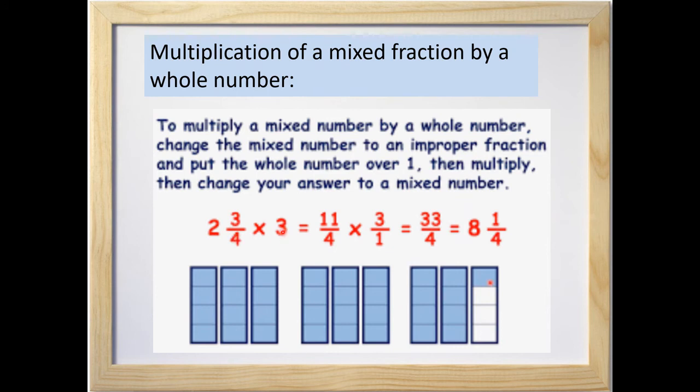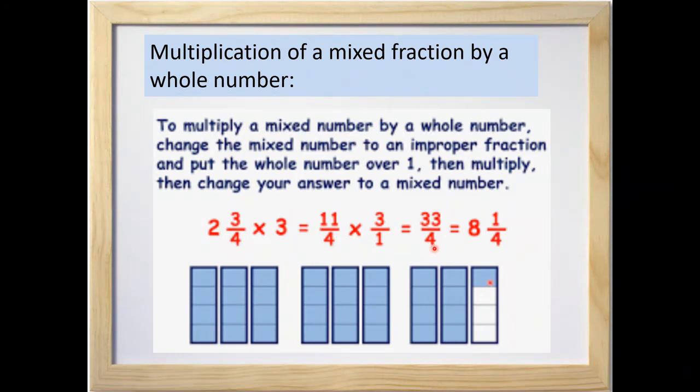And 3 is the whole number. And how to write this 3 as a fraction? Simply we'll put 1 as the denominator. So 3 by 1 is a fraction now. Now how to multiply these two fractions? Multiply the numerators by the denominators. So 11 3s are 33, 4 1s are 4.